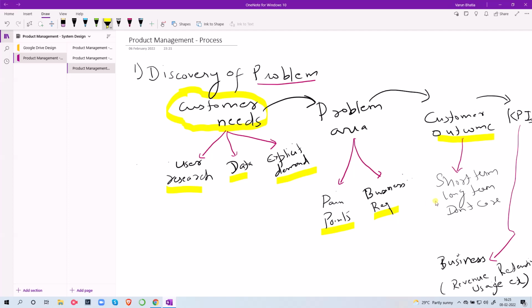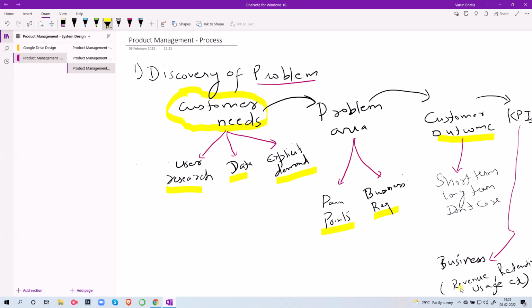You can define it in whatever way, but I'm just trying to give you inputs on how you relate the problem area to the customer outcome. And then every business basically cares about KPIs. Your product would fail on its head, or any feature would fail on its head, if there is no KPI related to it, right? So you can define those KPIs at the start of this phase itself, not exactly into detail, but you should know the areas, right?